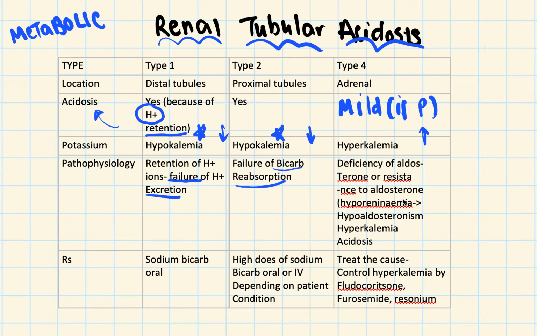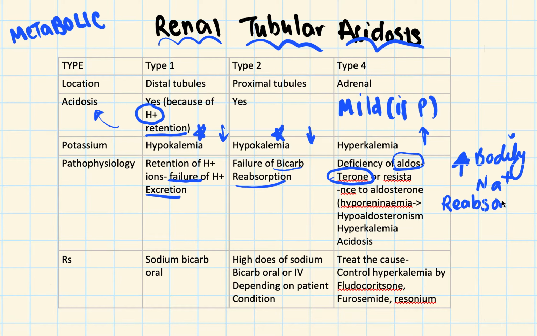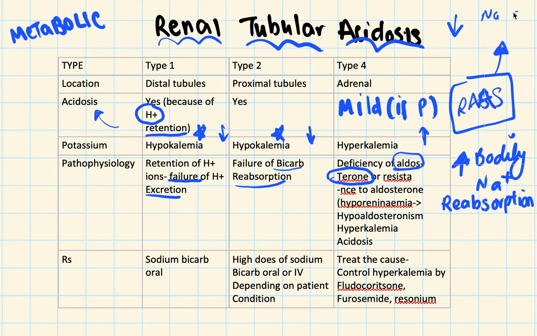But in type 4, you have a deficiency of aldosterone, a hormone that acts for the reabsorption of sodium to increase bodily sodium. And remember the renin-angiotensin-aldosterone system. Whenever there is a detection of low blood pressure, the RAAS system kicks in and activates aldosterone to reabsorb sodium. Wherever sodium goes, water follows, and by that mechanism it can raise the blood volume and the blood pressure.